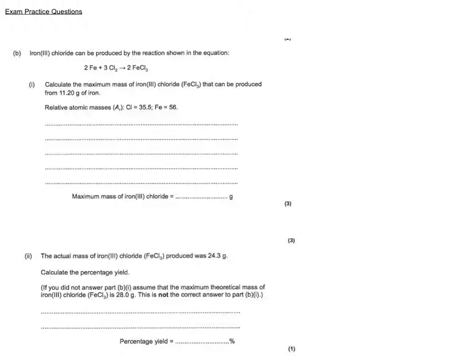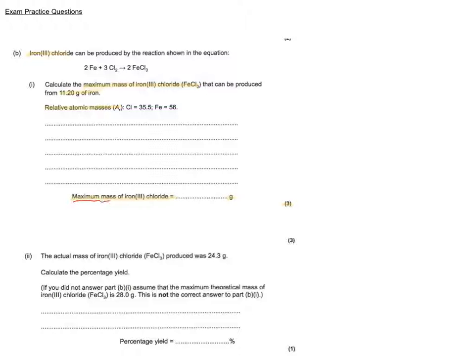So first thing, iron chloride can be produced by the reaction shown in the equation. Calculate the maximum mass of iron chloride that's produced from 11.2 grams of iron, and it also gives you the atomic masses. It's worth 3 marks. Your answer's got to be in grams, and so it says maximum mass of iron chloride.